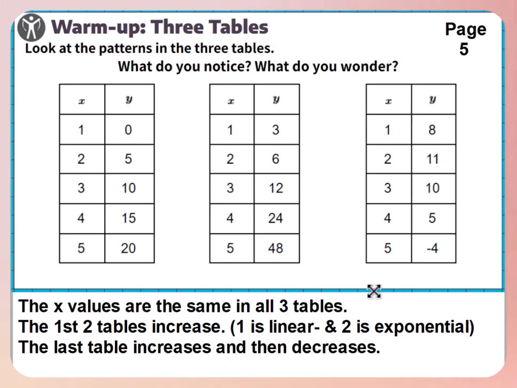Now the last table increases. It goes up from 8 to 11, but then it goes down. Okay, so it increases and decreases. So what we have here is a linear function, an exponential function, and this is going to be something to model a quadratic function, what we're getting into in this unit.